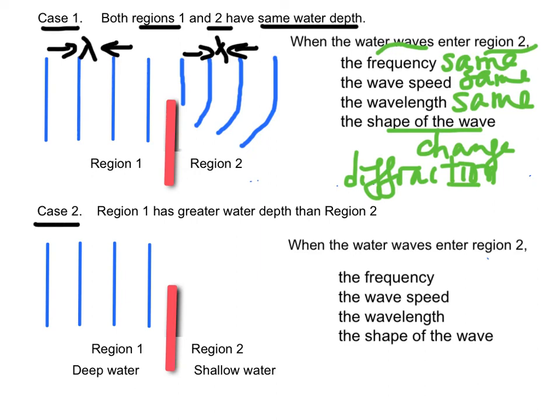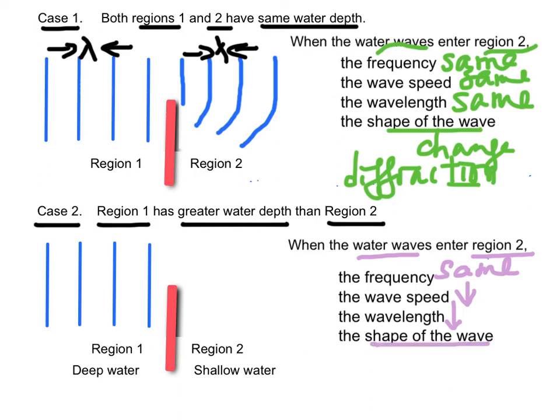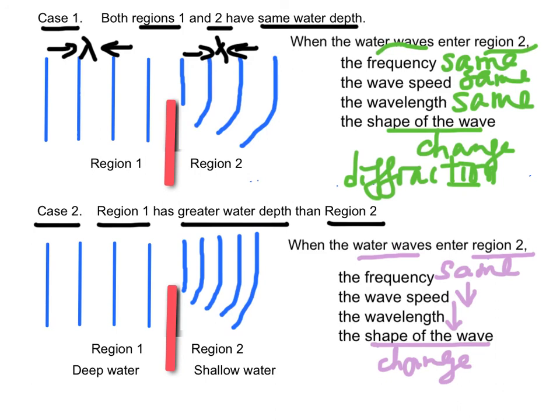For case 2, if region 1 has greater water depth than region 2, when the water waves enter region 2, the frequency remains the same, the wave speed will decrease, hence the wavelength of the wave also decreases, and due to diffraction, the shape of the wave also changes. And the wave pattern in region 2 will be something like this one. And the wavelength of the wave in region 1 is longer than the wavelength of the wave in region 2. Lambda 1 is larger than lambda 2.